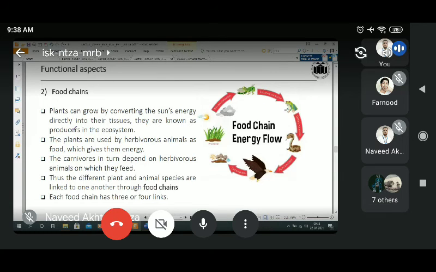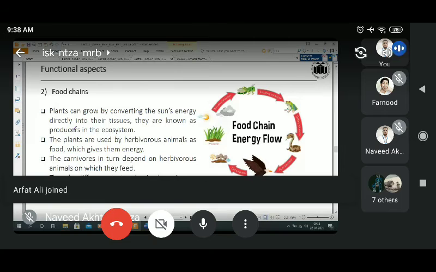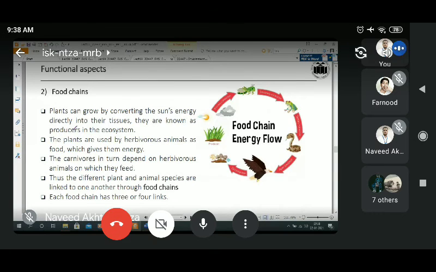Now the food chain, if you see, plants can grow by converting the sun's energy directly into their tissues. They are known as the producers. Plants are nothing but the producers in the ecosystem. The plants are used by the herbivorous animals as food, which gives them energy, and the carnivores in turn depend on the herbivorous animals on which they feed.